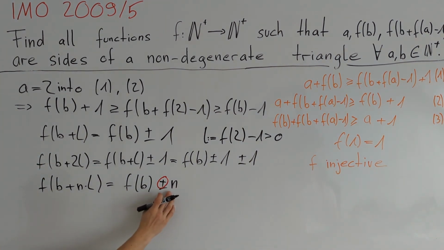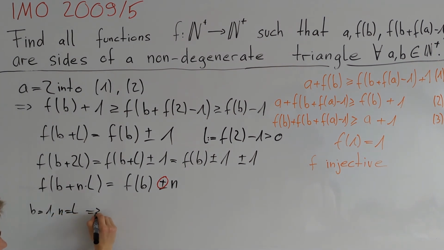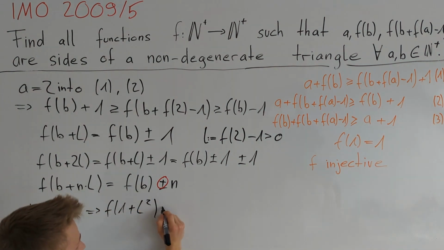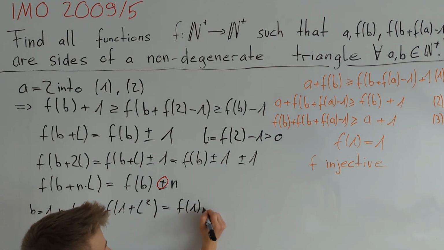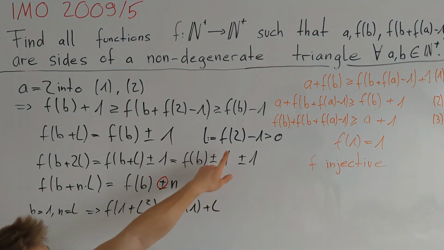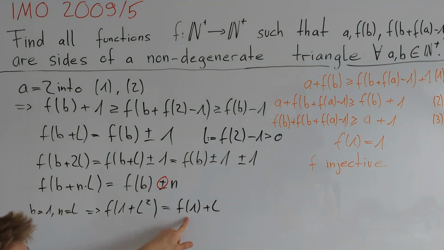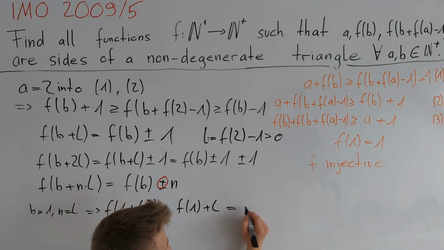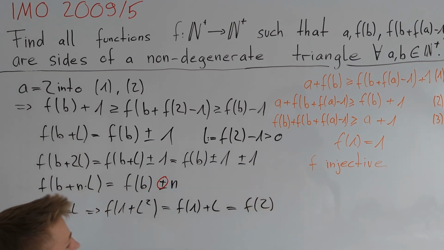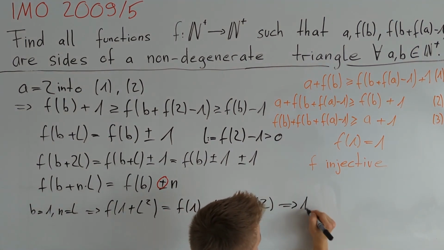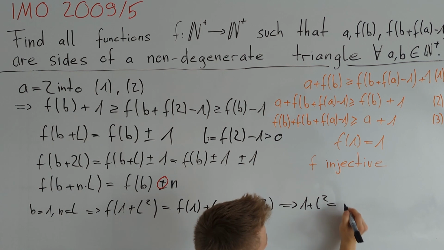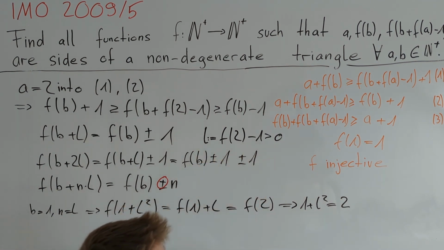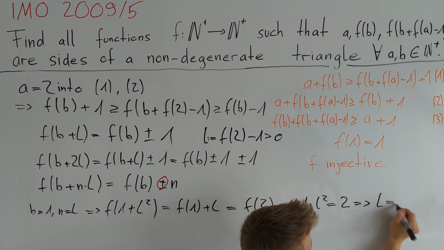Now b equals 1 and n equals l gives that f of 1 plus l squared is equal to f of 1 plus l, but now l is defined as f of 2 minus 1, and f of 1 is equal to 1, so this is equal to f of 2. F injective now gives us that these two arguments here must be the same, so we get that 1 plus l squared is equal to 2, and since we have that l is greater than 0, this directly implies that l is equal to 1.